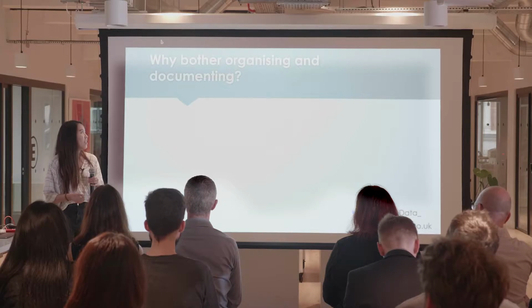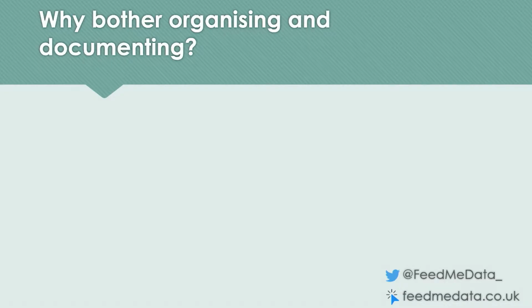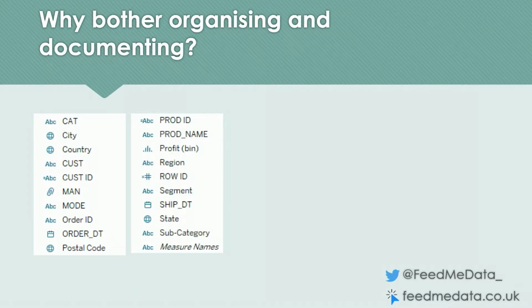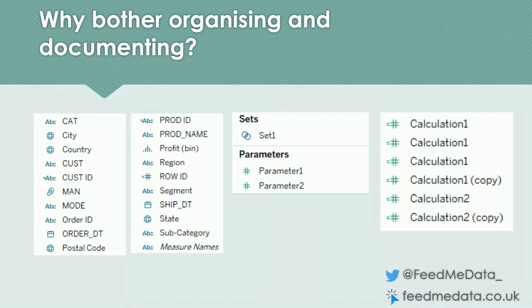And you don't want to spend hours or make others spend hours picking through your messy workbooks trying to figure out what you've done. So it's better to, along the way, organize and document. Now, I'm sure you've seen workbooks that look something like this, where the data pane, the fields are named ambiguously. You don't know necessarily what they are without dragging it into the view. Or maybe your sets and parameters are named the default names. Or even worse, your calculations are named like that. And I'm sure they're all different calculations inside, but who can tell? So how can you avoid this?